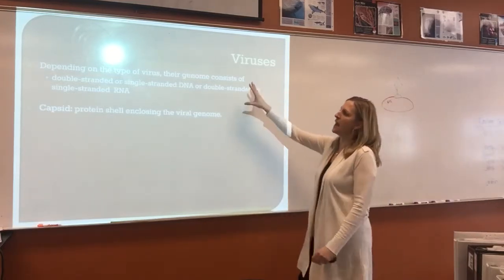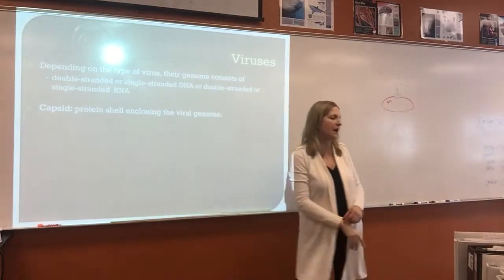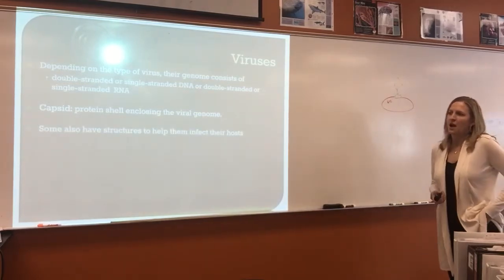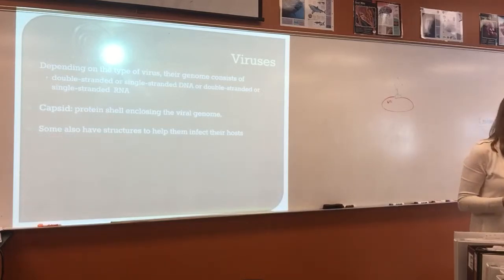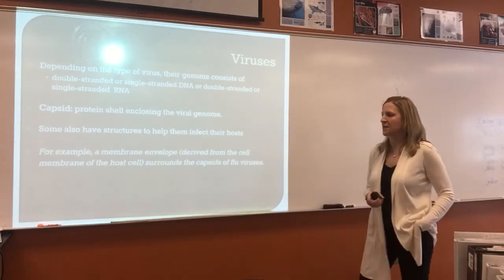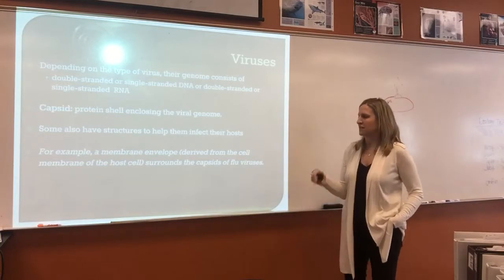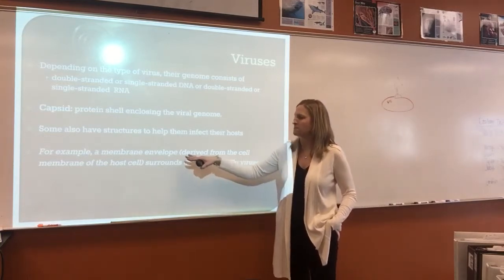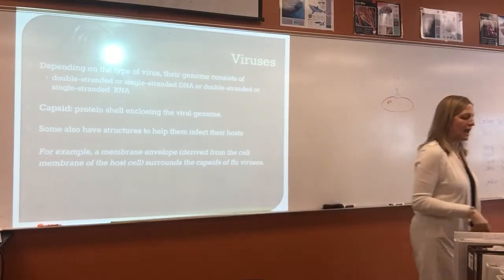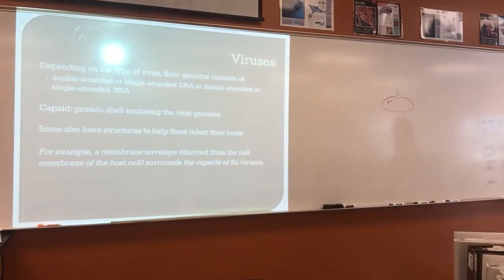Then this DNA or RNA is surrounded by a protein coat, technically called a capsid. It's the shell enclosing the virus's genome. Some viruses have something beyond the capsid. They also have structures to help them infect their host cells, for example, a membrane envelope. We're going to see in just a little bit that some viruses have this envelope that surrounds the capsids, and flu viruses are like this.